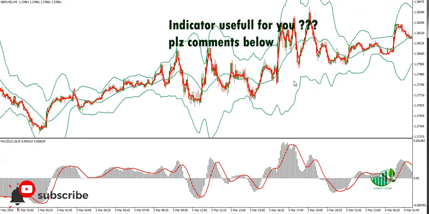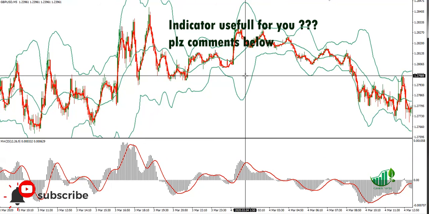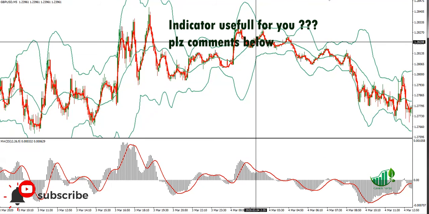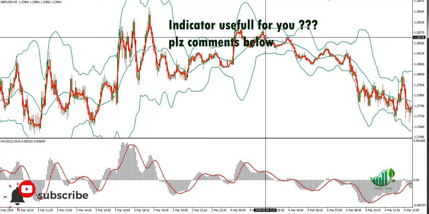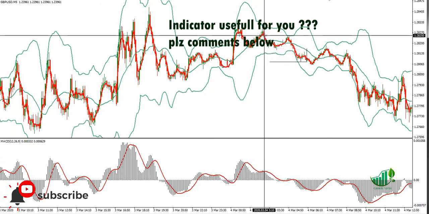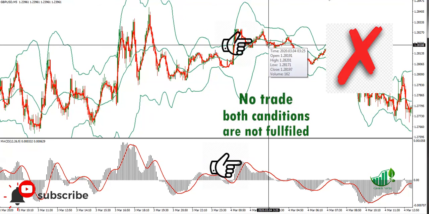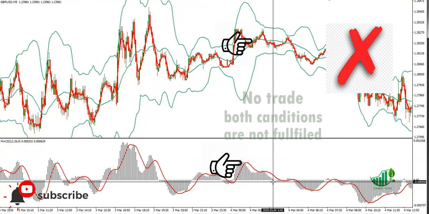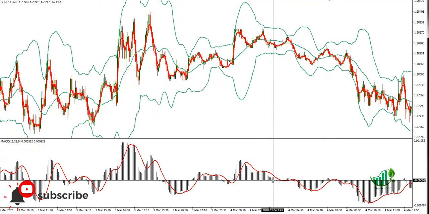Look here. Whenever the market crosses the middle line over here, but the histogram is not working, its histogram is not creating below point 0, you will not take a sell entry. You have to wait.